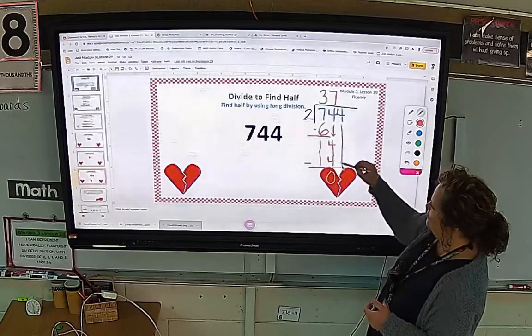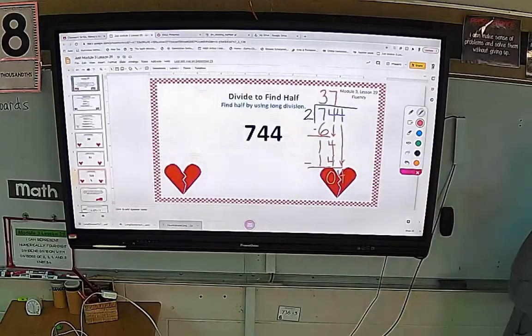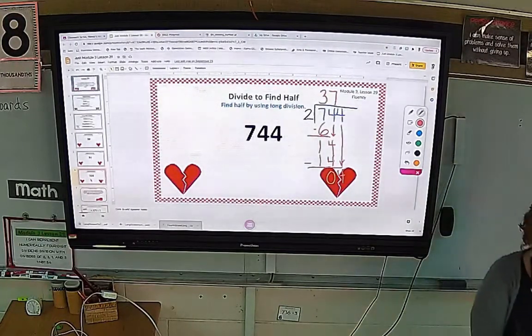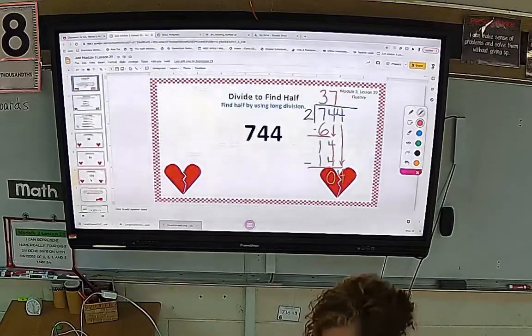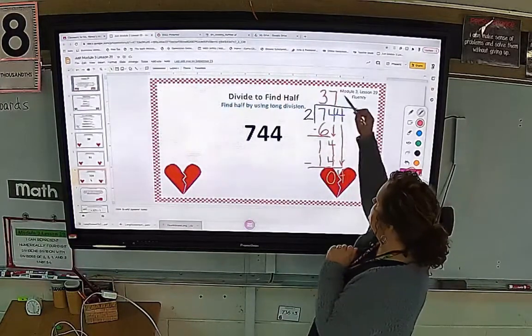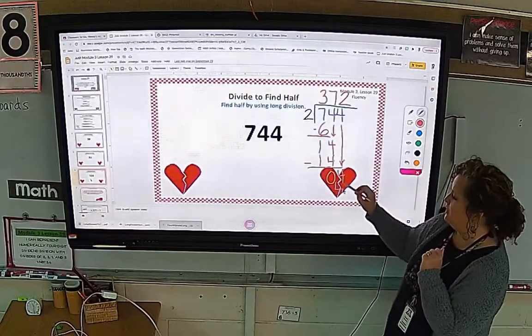That's 0. Bring the 4 down. That's red on red. I hope we can see that okay. Okay. How many 2's can I get out of 4? If I have 4 of whatever, how many times can I grab 2 of them? Yes. 2 times. 2 groups of 2. 2 times 2 is 4.